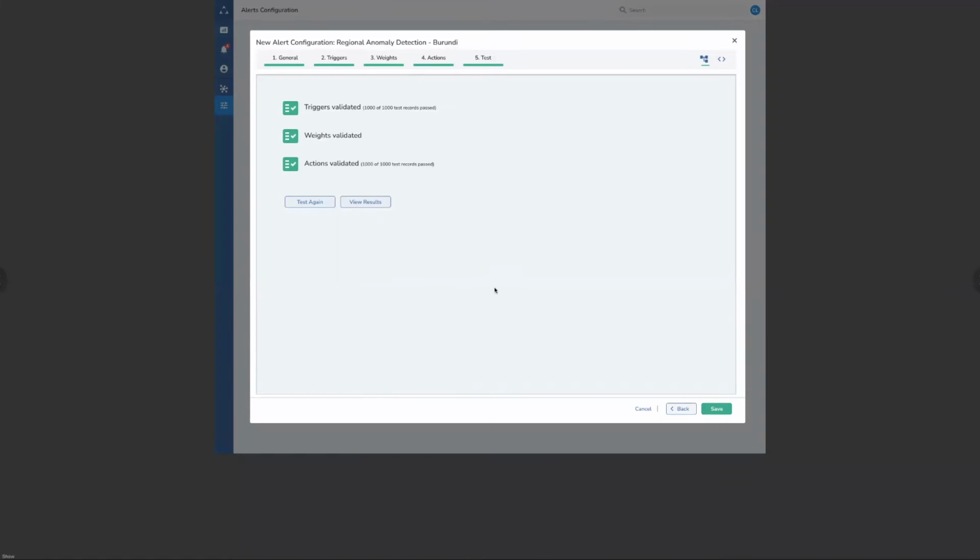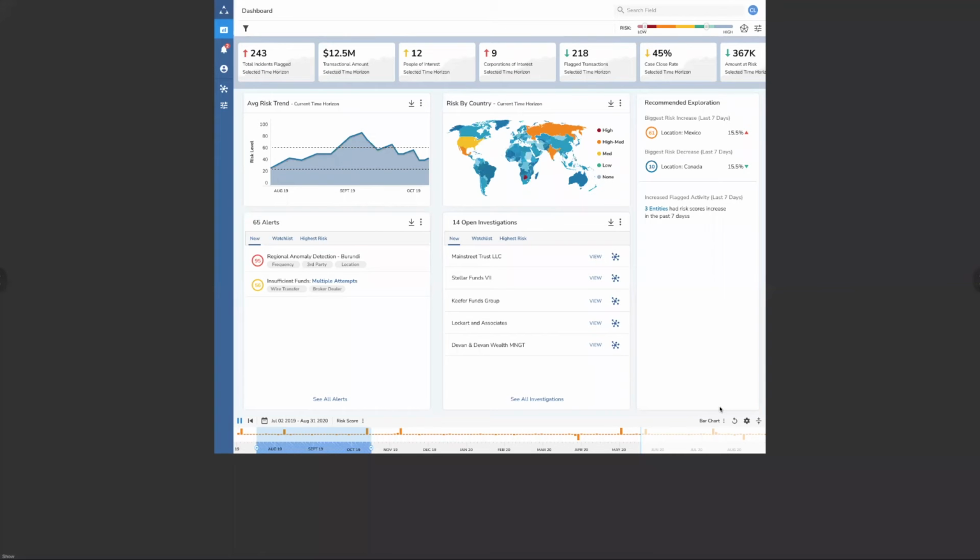Once I've gone through all the criteria and I think I have something, I have a sample data set, and I want to just make sure I can run the logic that I've set up for this set of alert triggers and test it out. Make sure that the triggers validate, make sure that the weights are in the right place, and make sure that the actions are actually valid. And it runs it on a known set of test data. And I can go in and see, in detail, how it interacted with each of those test records. But I'm going to go ahead and save this, and then come back after a period of time.